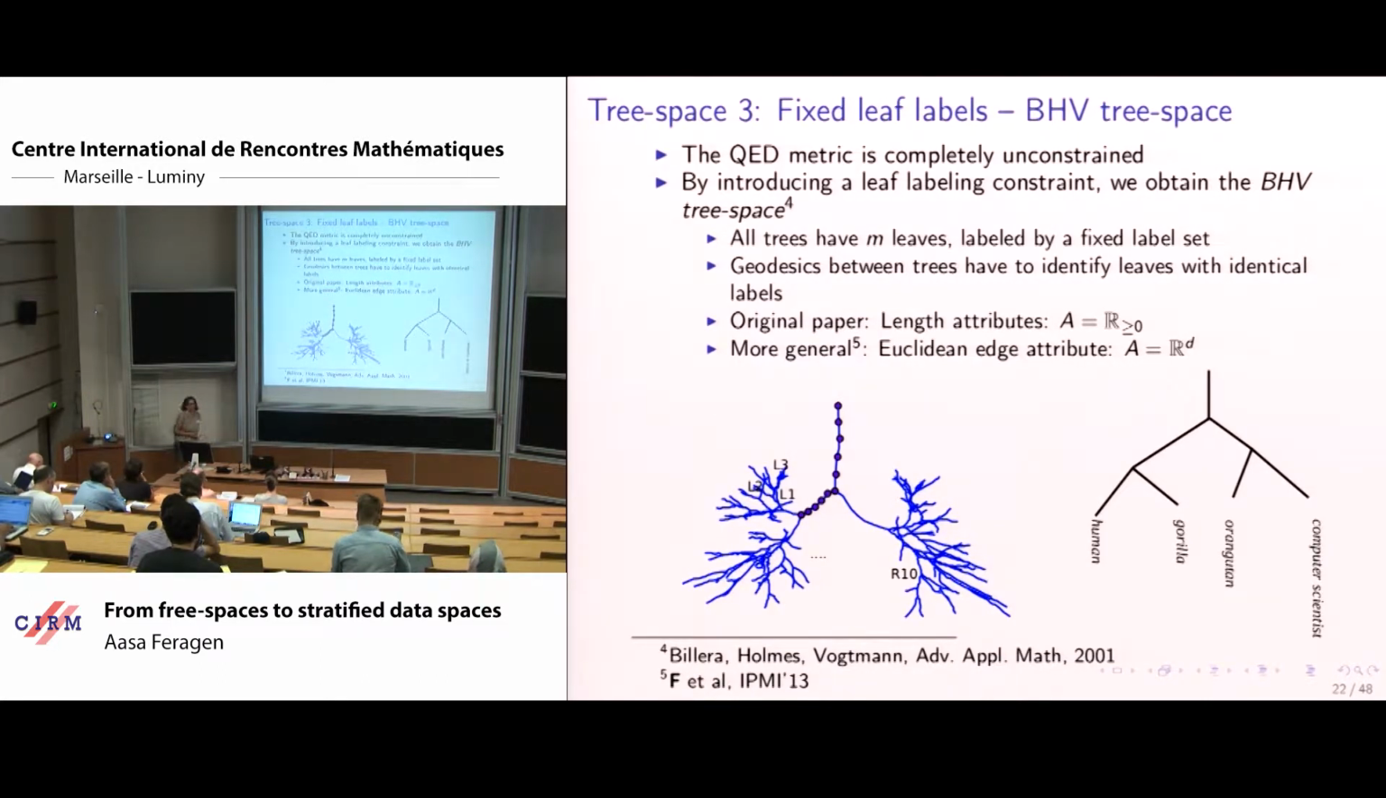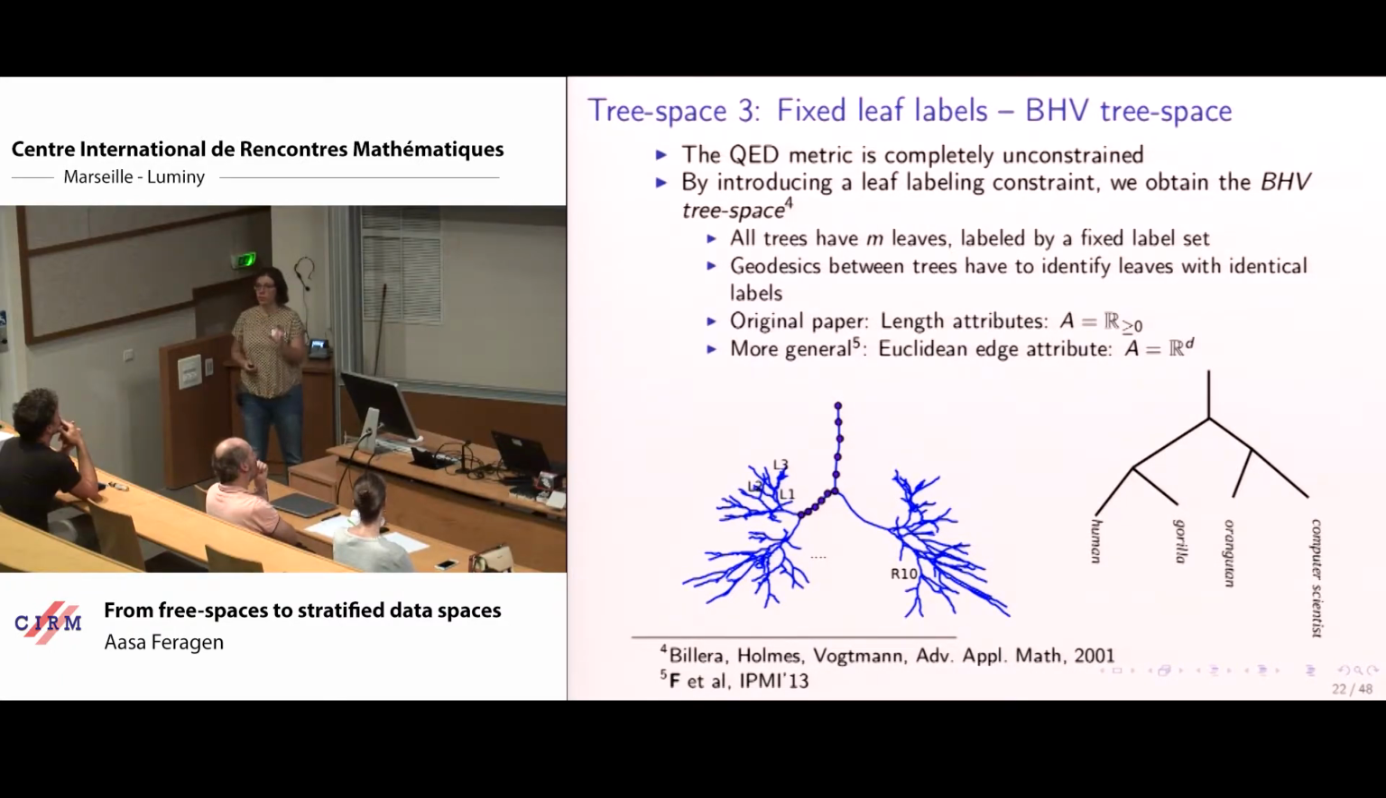So another tree space that's actually older than the one I worked with, I think it originates from 2001 in a paper from Billera, Holmes, and Vogtmann. It's called BHV tree space. It's very much related, but it adds some constraints. It comes from phylogenetic trees, where you study the development of species through time. And for a phylogenetic tree, you constrain it to have a fixed set of leaves with a fixed set of labels. So in the BHV tree space, you have a predefined label space, and you only study trees whose number of leaves is the same as the number of labels, and where you have attached a label to each and every one.